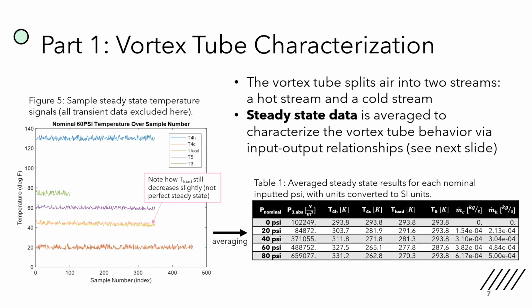For the first part of this lab, we characterize the vortex tube, which splits air into two streams, a hot stream and a cold stream. Temperature, mass flow, and pressure data is averaged at steady state in order to collect the finalized data as seen in Table 1 here on the right. Note that the data is not in perfect steady state, however. As seen on the plot on the left, the isolated steady state data can decrease or change somewhat over time. However, this discrepancy is minimal and should not significantly affect results.